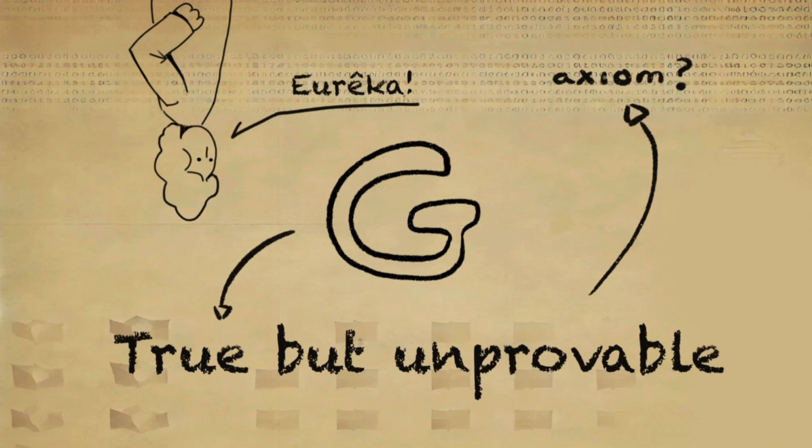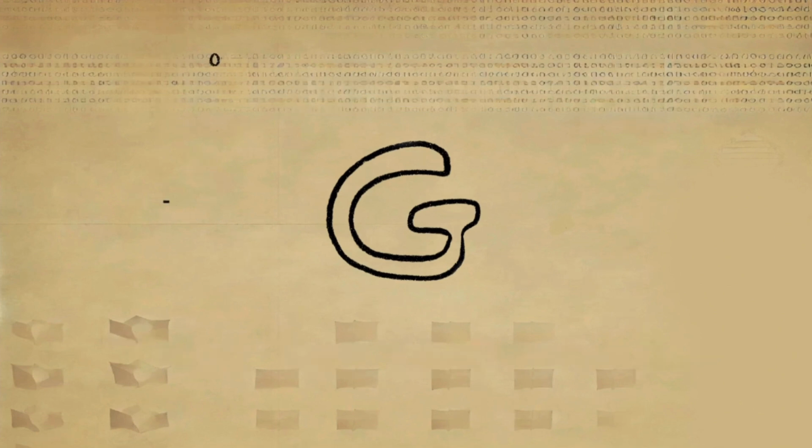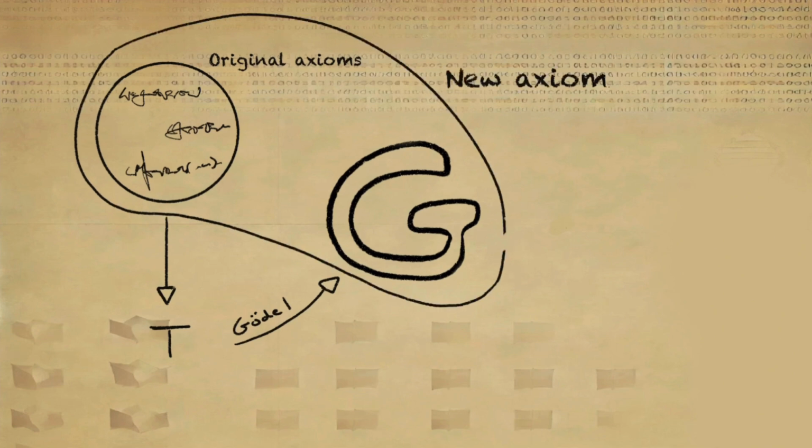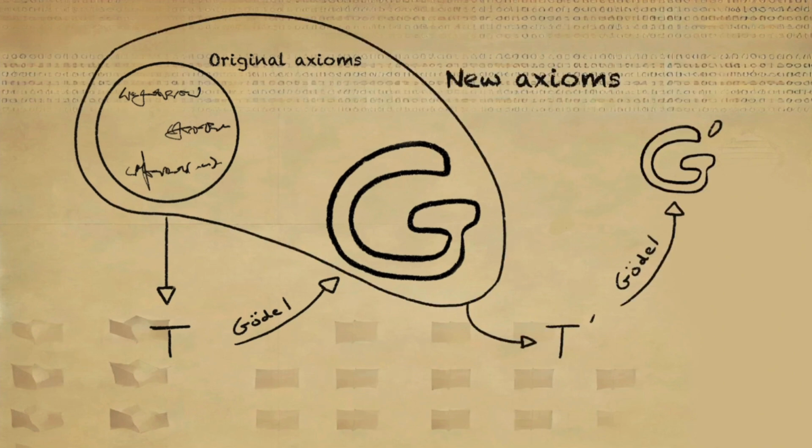Well, unfortunately, that doesn't solve our problems either. Take the original axioms that we used to make G. They build a formal system T, from which we can derive G from Gödelization. If we add G to those axioms and make a new set of axioms, we get a new system, T apostrophe. But now, we can Gödelize this system again, so it gets its very own Gödel number G apostrophe, which is unprovable but true within T apostrophe. As you can see, this runs forever.